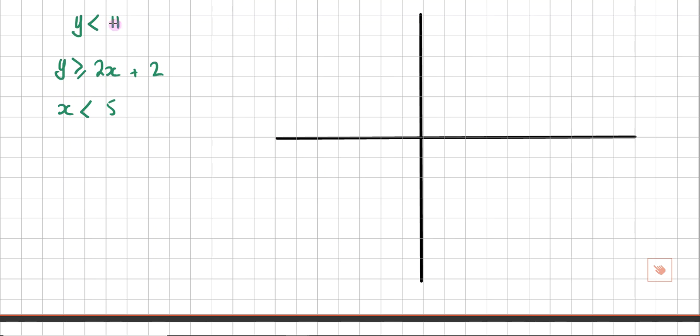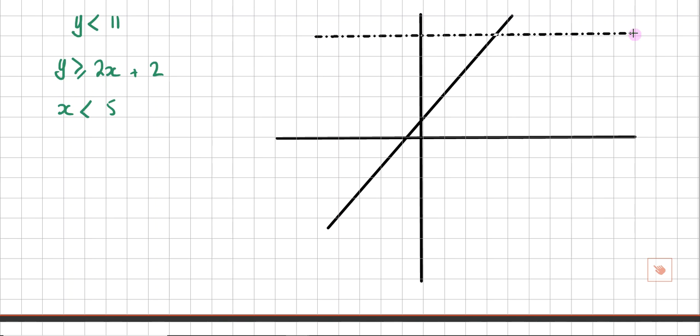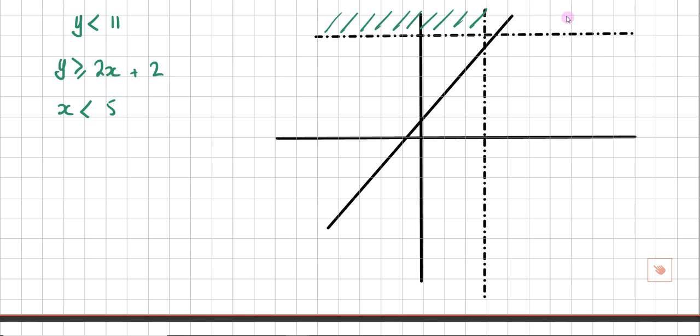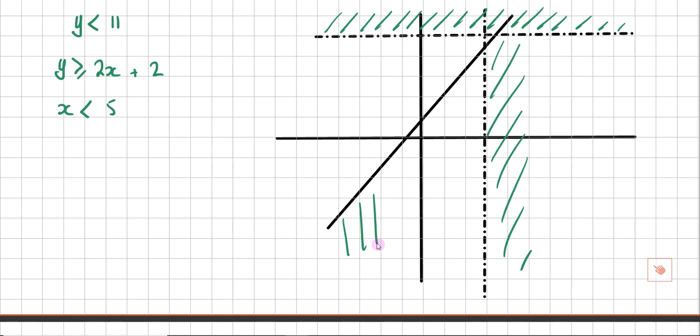So y being 2x plus 2, I would have some line something like that. That's this one done. Y being less than 11, so I'd have a dotted line probably up here. And x being less than 5, I might have another line here. So y must be less than 11, so I'm going to shade above it. And x must be less than 5, so I shade this side there. And y must be greater than 2x plus 2, so I'm going to shade underneath that.